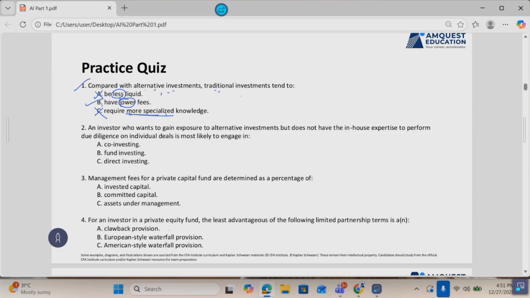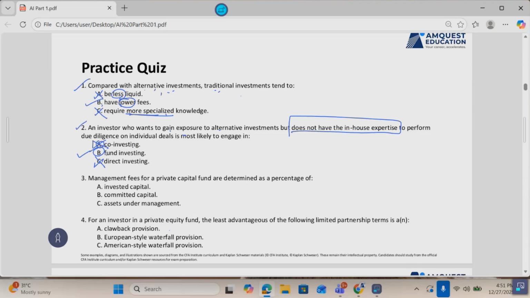An investor who wants to gain exposure to ordinary investments but does not have the expertise to perform, what should they engage in? If he wants to gain exposure but does not have the knowledge, he should not do direct. What should he do? Co-investing or fund. Now in co-investing he's also involved, so don't do that because he has no knowledge. So let him go for fund. If he has the expertise, let him go for direct or co. Both will help. But if he has no knowledge, only fund investing is the right answer.